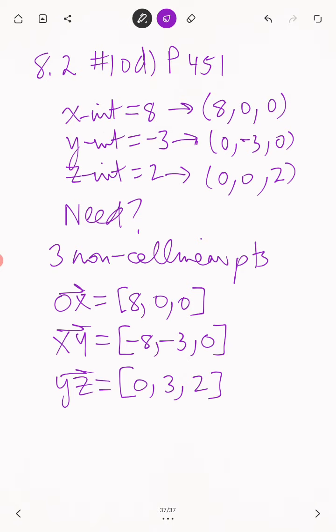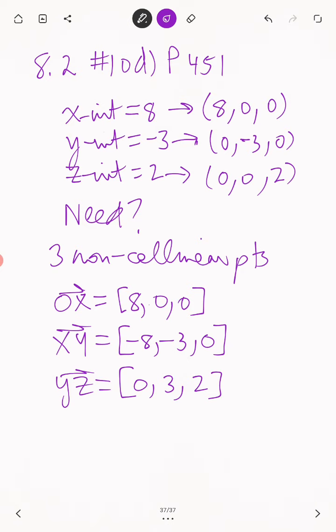I also could have done xz. Doesn't really matter. I could have done yx, zy, zx. All of those would be acceptable direction vectors for the plane, as would be any scalar multiple of those vectors, because they are parallel, and any vector that is parallel to the plane is also a direction vector for the plane, because I can slide vectors parallel to themselves in space.